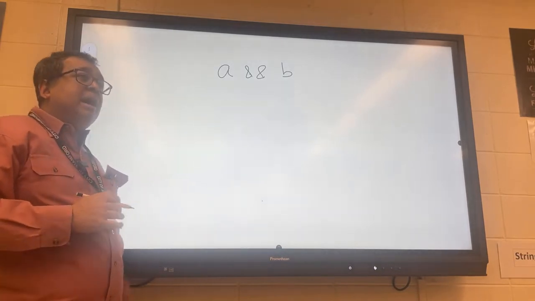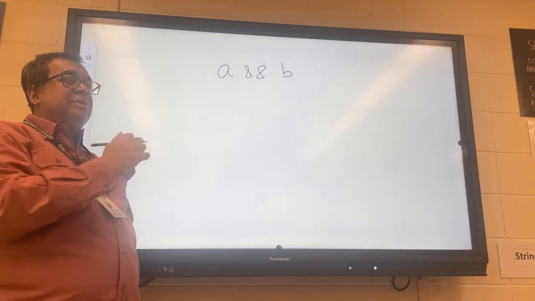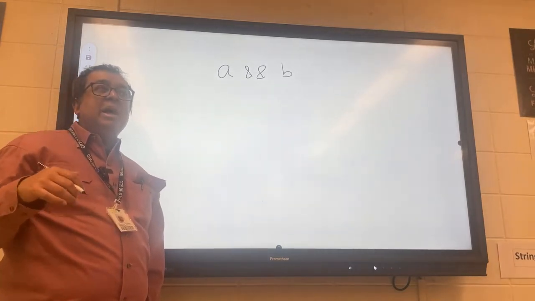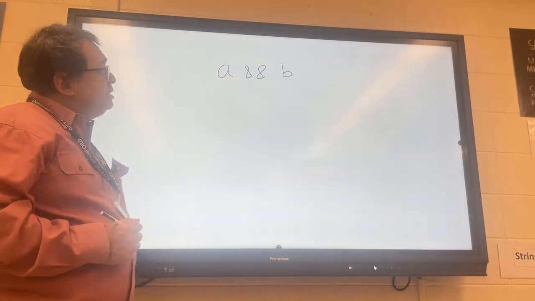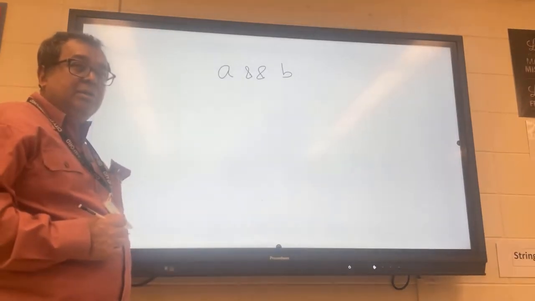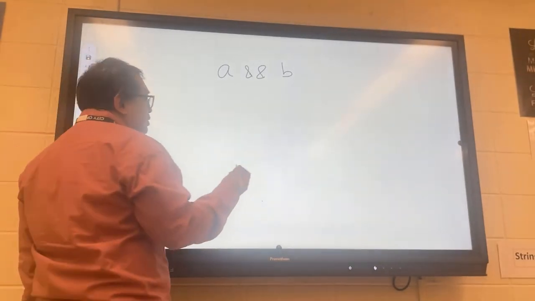I want to know how many columns and how many rows the truth table is going to have. In order to understand how many columns the truth table is going to have, we have to ask ourselves, how many inputs are there for this expression? Mr. Dillon, sir, in this expression, how many inputs do you see? Two. And how many outputs, sir? One. So we have two inputs and one output.